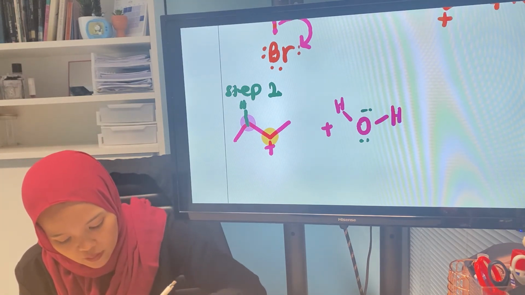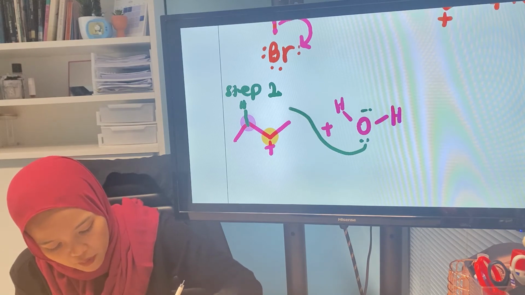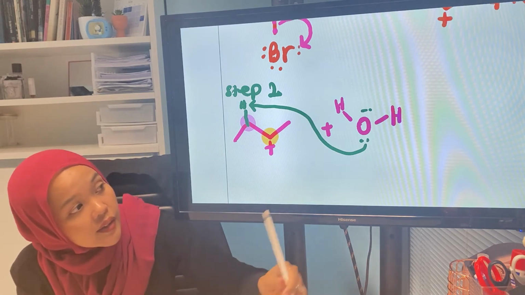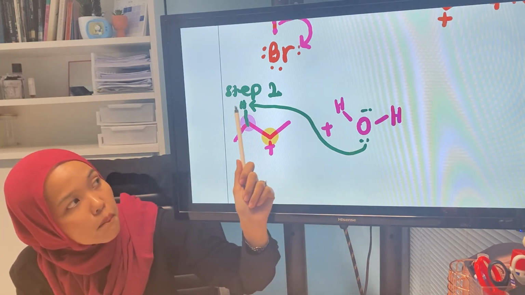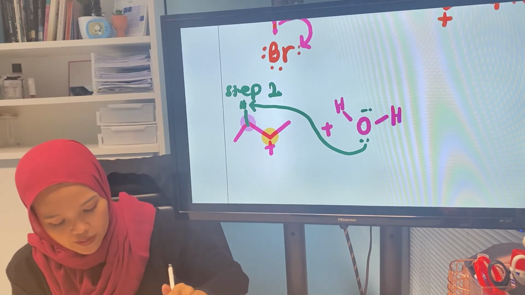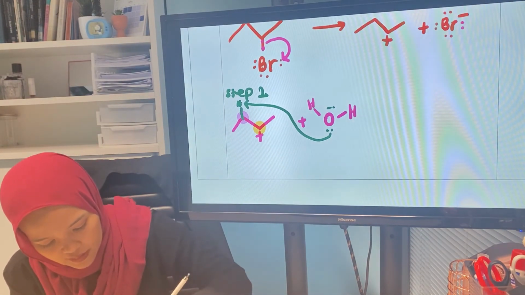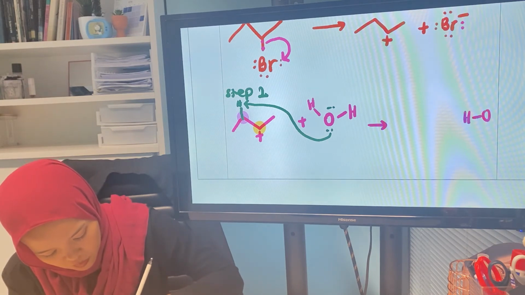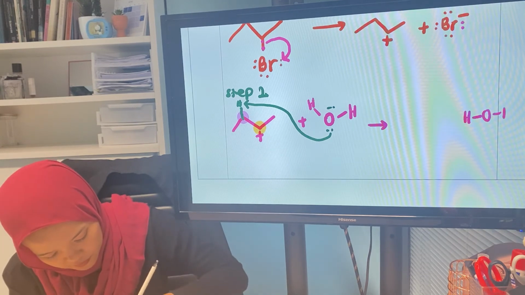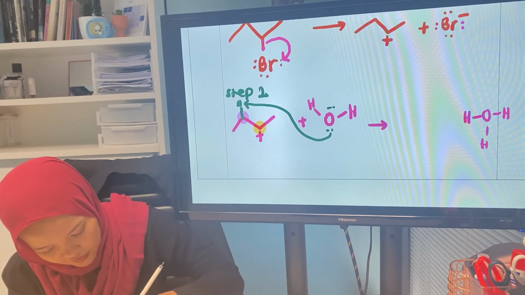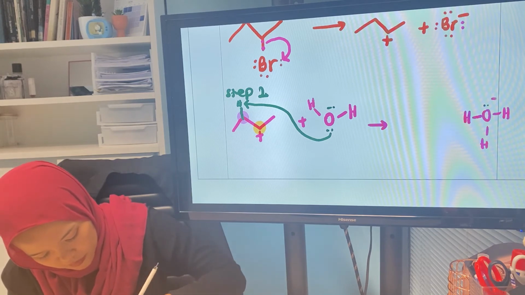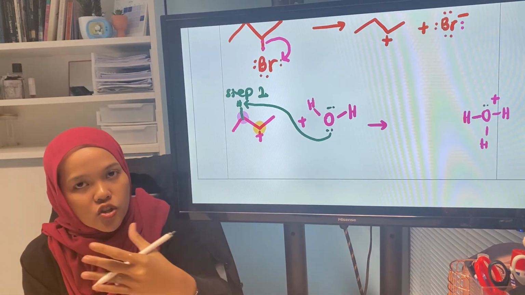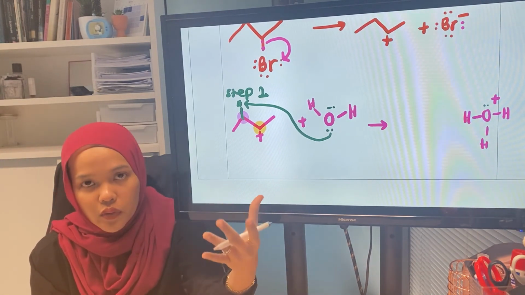Here a bond will be formed. It's fine if your arrow is like that, as long as it is curved. This electron pair is going to be used to form a bond with the hydrogen. So it is going to form H3O plus. Then you have another hydrogen, so this one is going to be plus. You can write it as H3O plus, but I'm showing it this way so that you can view it clearly.